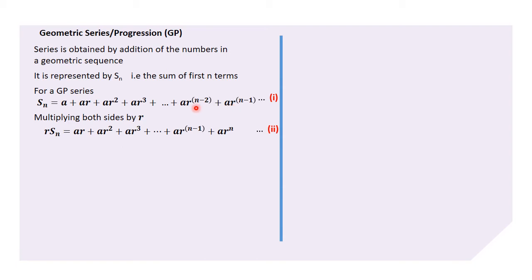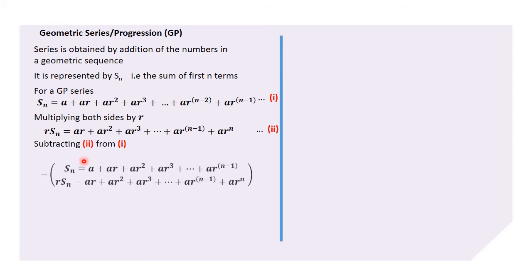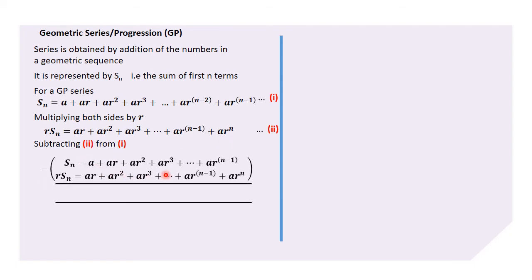For the operation of ar raised to n minus 2 and ar raised to n minus 1 multiplied by r to get this 2 here, we are using the concepts that are available in indices, and so you can check them out and verify. Having obtained that, we're going to subtract equation 2 from equation 1 in this particular way so that we obtain what we have there. Now, before the equal sign, we're going to simply have Sn minus rSn. However, after the equal sign, we only have 2 terms that are remaining. Every other one will be eliminated.